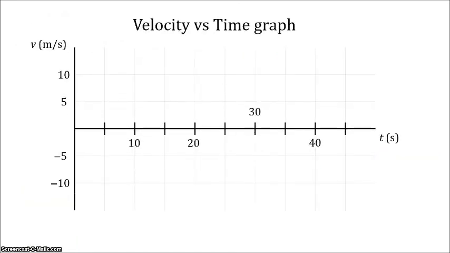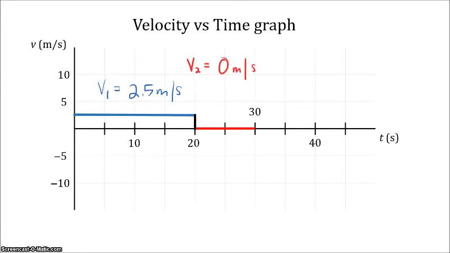So we can build ourselves a velocity versus time graph using that data that we gathered in the last problem with the running guy. The first velocity was 2.5 meters per second, and it was a constant velocity, so we draw a horizontal line at 2.5 meters per second. The second velocity, if you remember, was 0. He wasn't moving, he was just standing there for 10 seconds. And then the third velocity was negative 10 meters per second.